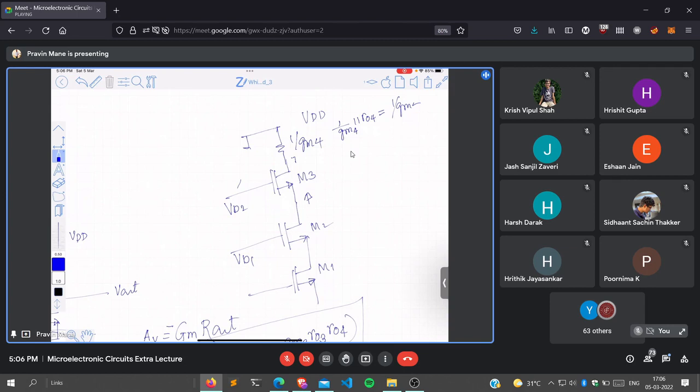What is the impedance looking from this? I just told you a formula. When you look from the source terminal, 1 by GM4 and RO both should be transferred to the source side. What is the impedance?